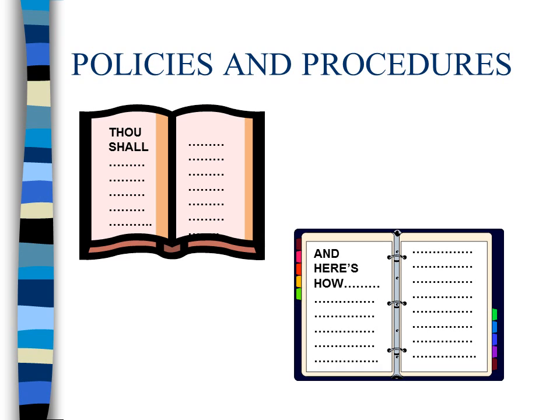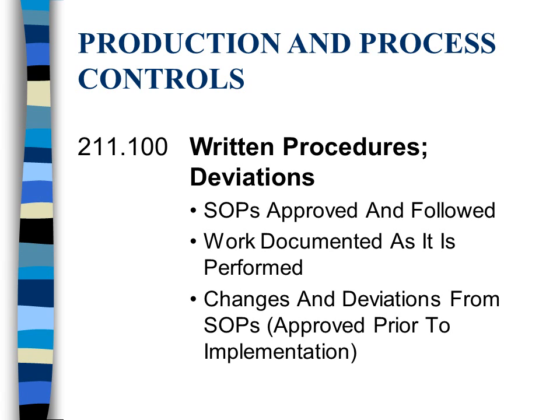Policies and procedures. Thou shalt, and here's how. Production and process controls. There are written procedures. If there are any deviations, those would be written as to how to handle them. The standard operating procedures are approved and they are followed. They're approved by the Quality Control Committee. They're approved by the QCU members, and they're implemented. Work is documented as it is performed.